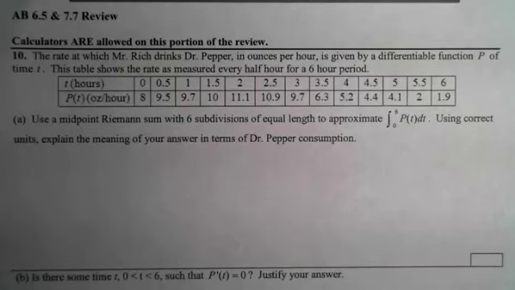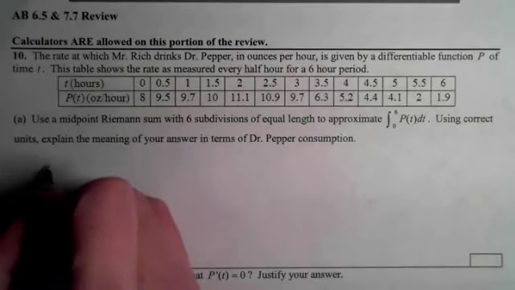This is the AB 65 and 77 review, number 10, the free response with the calculator allowed. So we're given a chart of data that talks about the rate at which Mr. Rich drinks Dr. Pepper, and it's measured in ounces per hour given by a differentiable function P. So part A, we want to use a midpoint Riemann sum with 6 subdivisions of equal length to approximate that accumulation. And then use correct units, we want to explain the meaning.